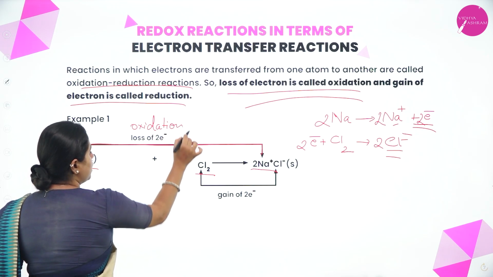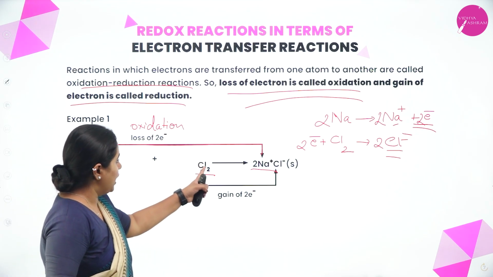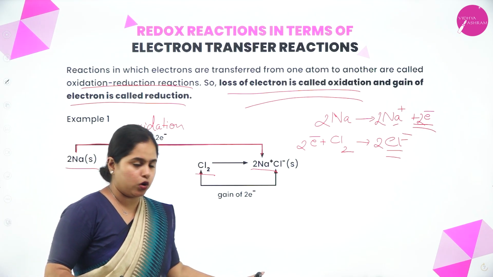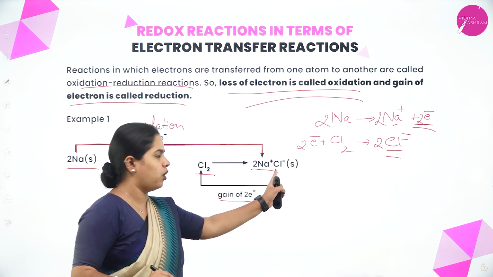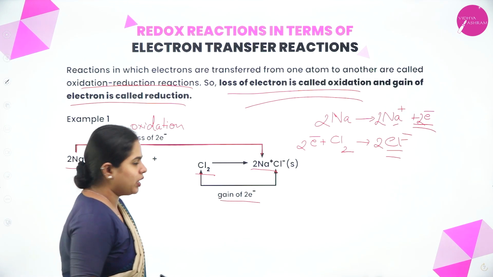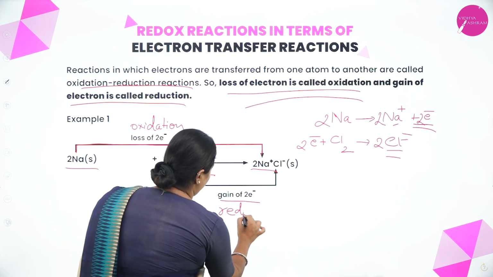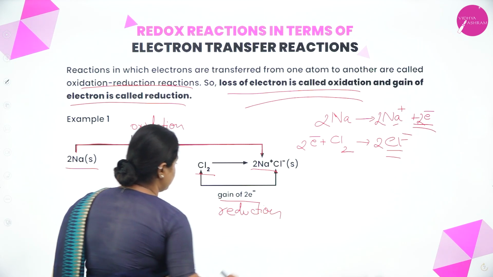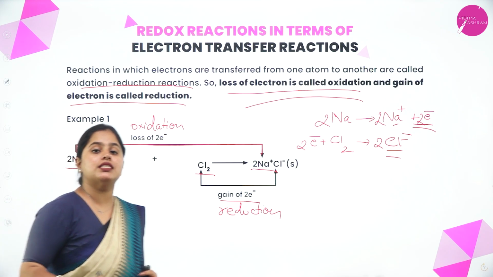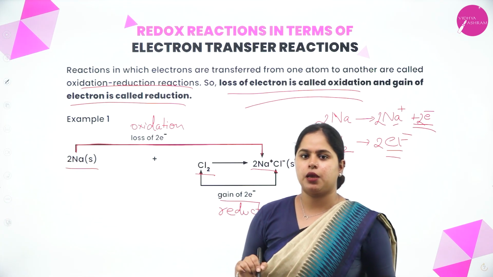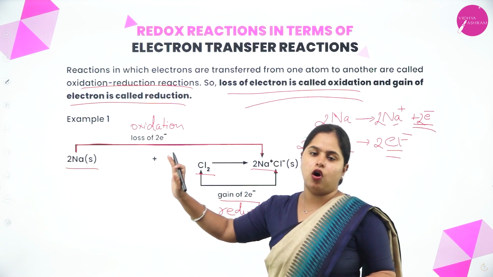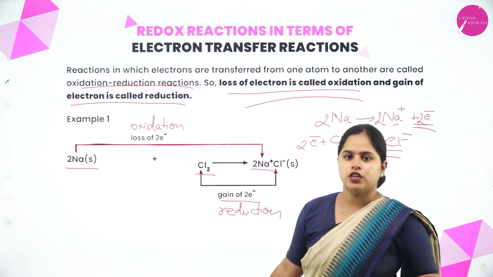Oxidation. And chlorine, what happens to chlorine? Those 2 electrons are being accepted by chlorine, that is gain of 2 electrons, it forms 2Cl minus. Okay, so what process is happening or what reaction is it? It is a reduction reaction. So in the same reaction, you can see reduction and oxidation taking place. So this type of reaction is called a redox reaction. So I hope it is clear.